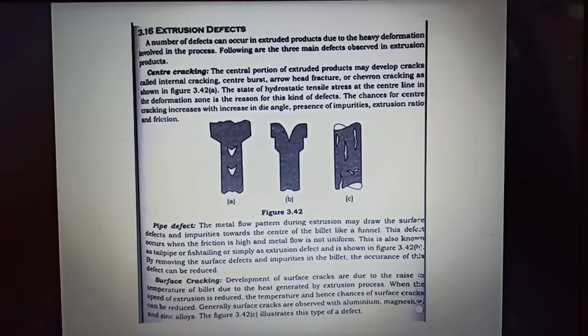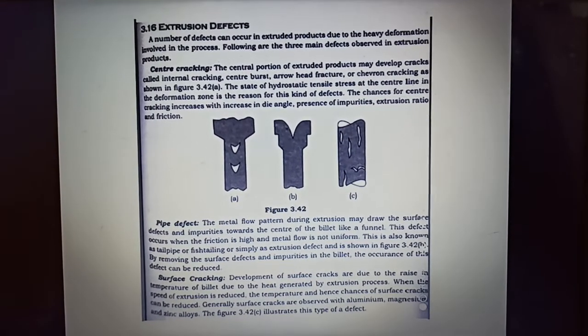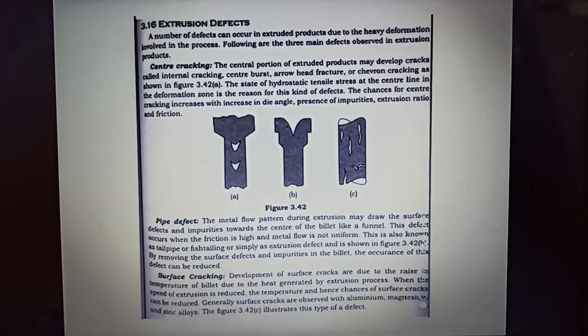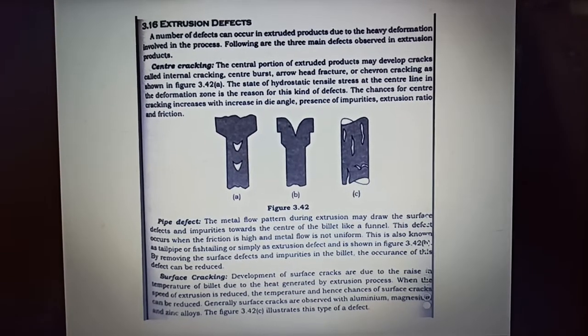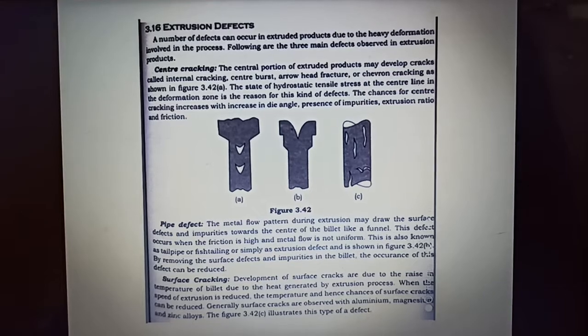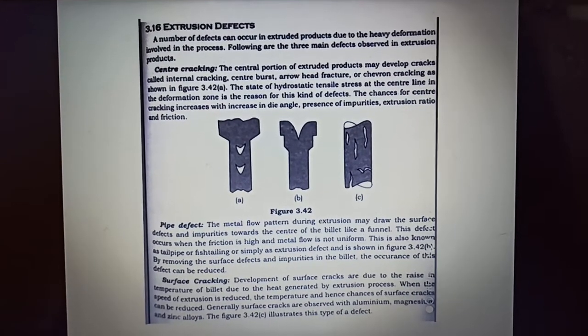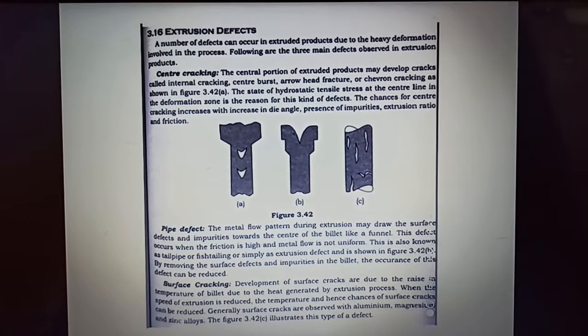Hi students, today we are going to discuss various defects in the extrusion process. There are mainly three types of defects: the first one is center cracking, the second one is pipe defect, and the third one is surface cracking. First of all, we can discuss center cracking.